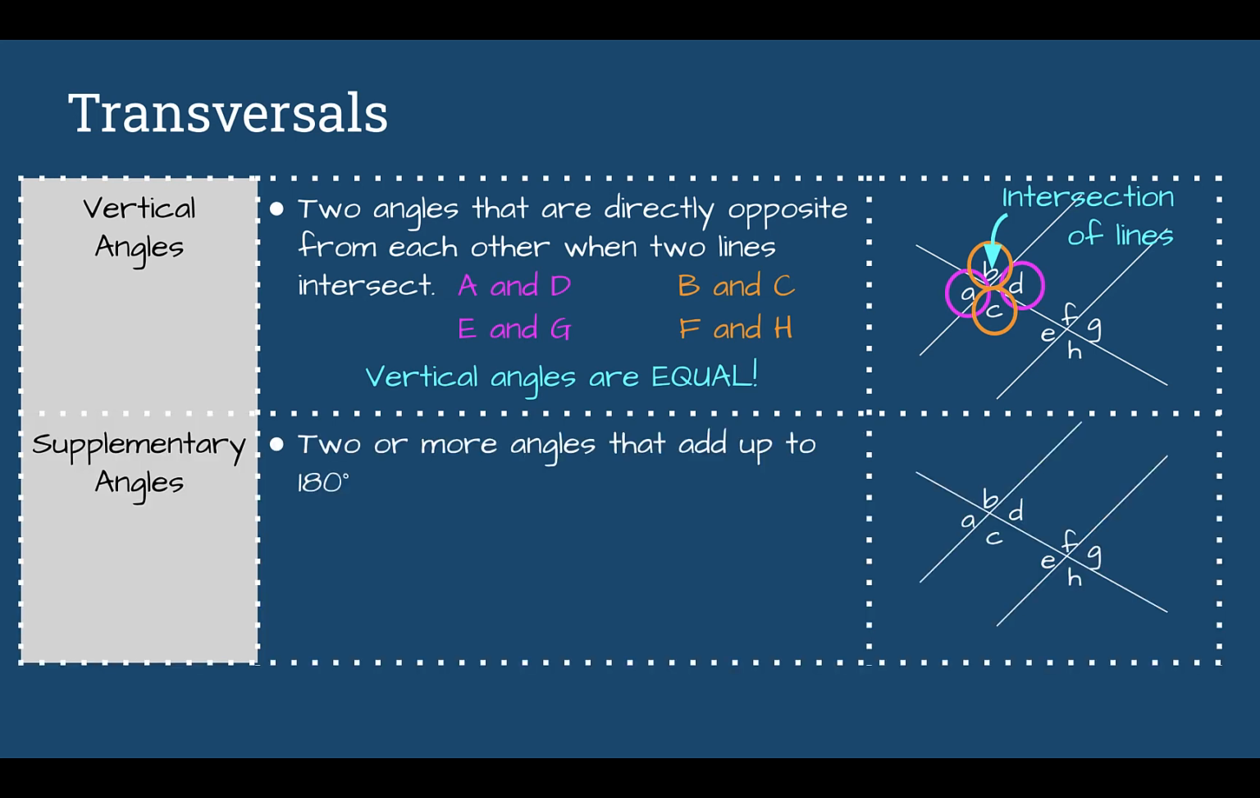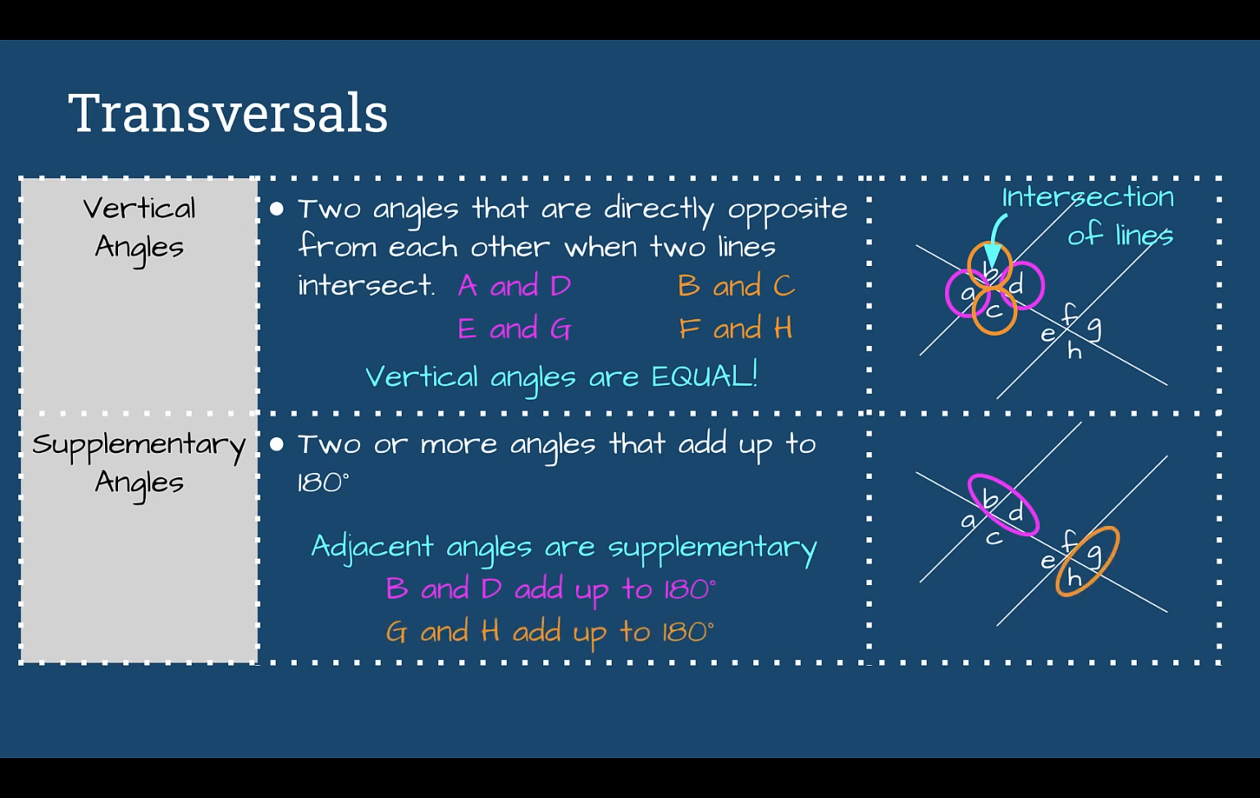Finally, supplementary angles are two or more angles that add up to 180 degrees. So in our transversals, our adjacent angles are going to be supplementary. So again, all those ones right next to each other, B and D, those two would add up to 180 degrees. Or G and H would add up to 180 degrees.